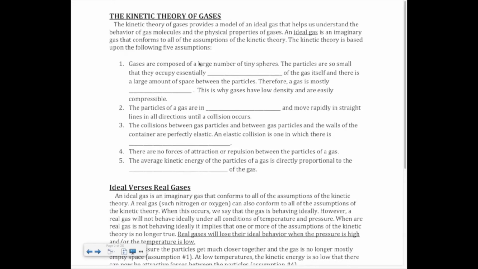Number 1, gases are composed of large numbers of tiny spheres. The particles are so small that they occupy essentially zero volume of the gas itself, and there is a large amount of empty space between the particles. Therefore, a gas is mostly empty space. This is why gases have low density and are easily compressible. The particles of a gas are in constant motion and move rapidly in straight lines in all directions until a collision occurs.